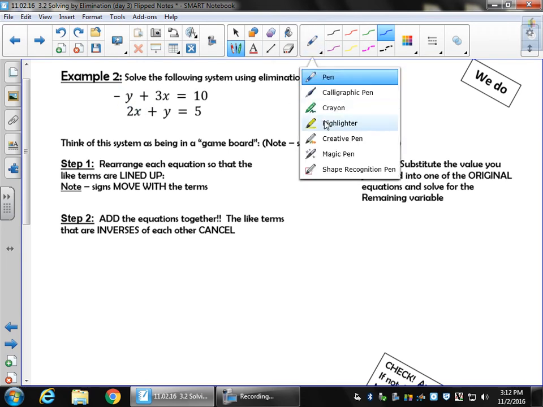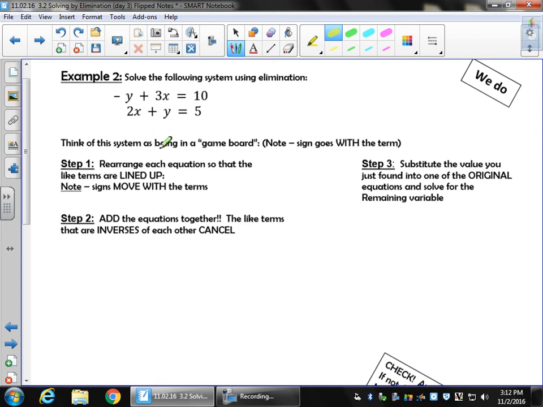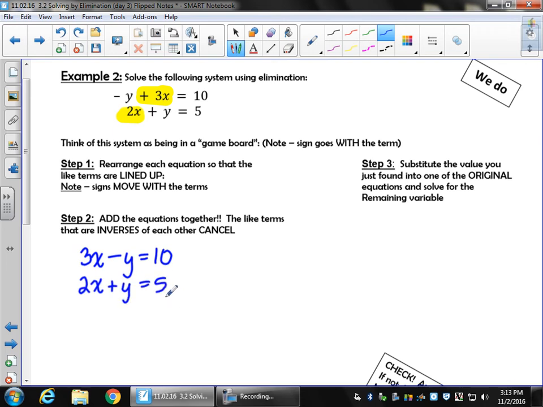No. So take your highlighter and let's designate either x or y to be yellow. I'm going to say x is yellow. Notice how I highlight the sign as well. This plus sign belongs to the 3x. I need these yellow pieces, my x's, to be lined up. So I'm going to choose to rearrange the first equation to make that happen. I'm going to say 3x minus y equals 10. And the second equation I leave alone.